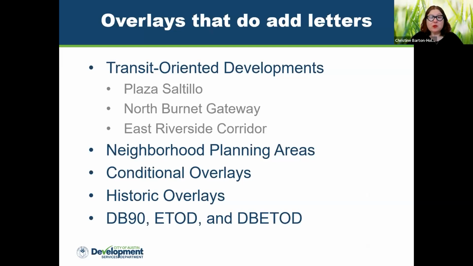So these are the overlays that do add letters to your zoning string. We have the transit-oriented developments, or TODs. Those include, but are not limited to, Plaza Saltillo, the North Burnet Gateway, and East Riverside Corridor. We have the neighborhood planning areas, the conditional overlays, and these are conditional overlays that are done at the time of zoning, not like the conditions that the commission can apply. The historic overlays, and then new kids on the block, DB90, ETOD, and DB ETOD. Next slide.